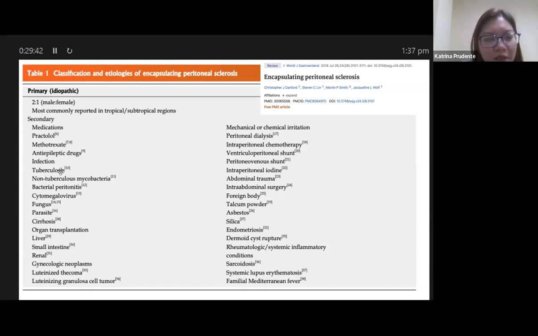Tuberculosis can also cause it, but as mentioned, the patient did not have any signs and symptoms of TB, as well as other causes like fungal, parasite, and organ transplant can also cause EPS, as well as other gynecologic neoplasms.